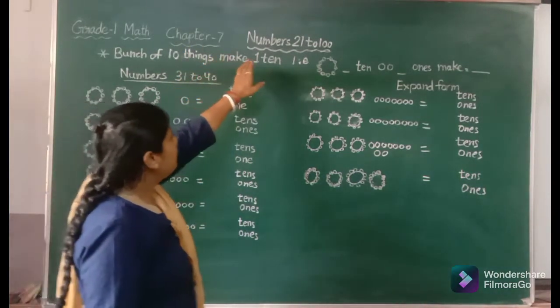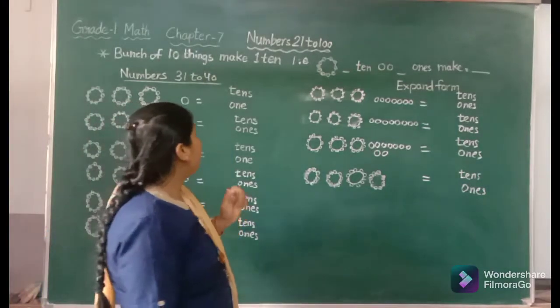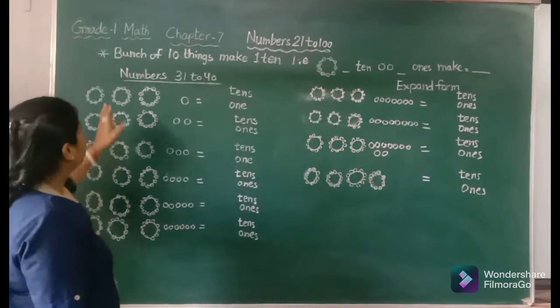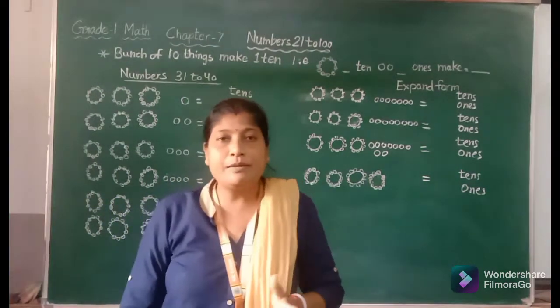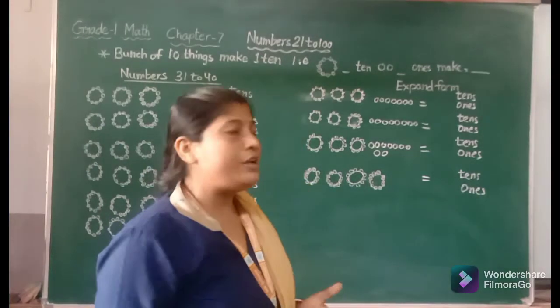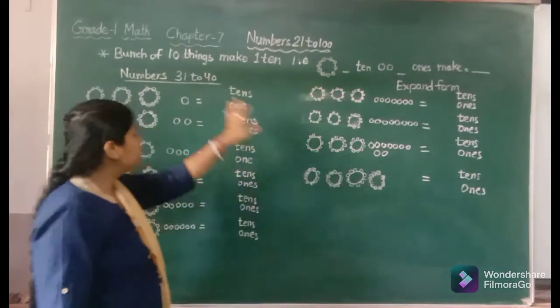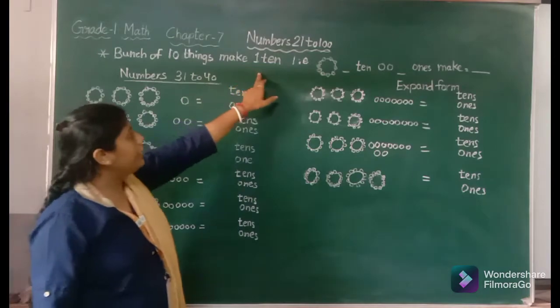Chapter 7, numbers 21 to 100. So today I will explain numbers 21 to 100. First we have to do numbers 1 to 20 and their number names. That's why we have to take numbers 21 to 100. So first we have to do a bunch of 10 things make 1 ten.